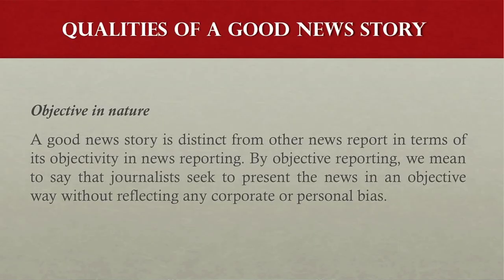Another important quality we can talk about is that a good news story is objective in nature. When we talk about objectivity, what do we mean by that? It means that there is no bias as far as the reporting of the news story is concerned. The reporter who has gathered the information has tried to broadcast or print that information on the basis of objective reporting. In other words, whatever has happened on the scene, without removing any information, that same information is put forward in front of the general public. The journalist seeks to present the news in an objective way without reflecting any corporate or personal bias. That is objectivity.